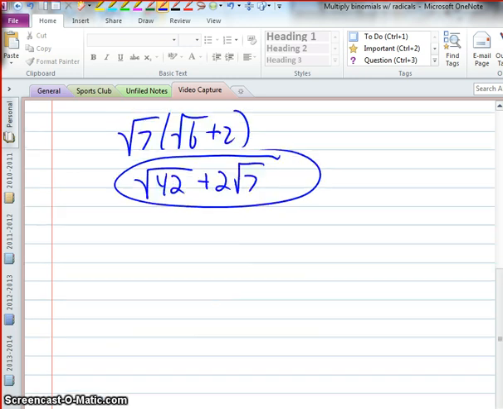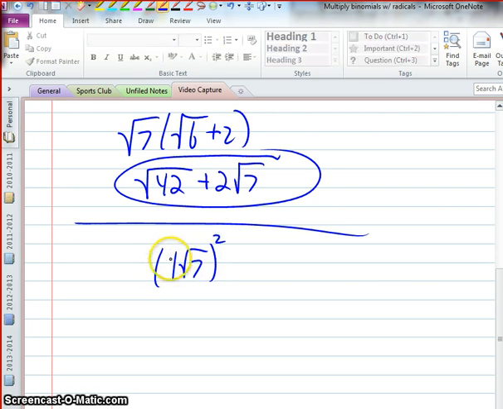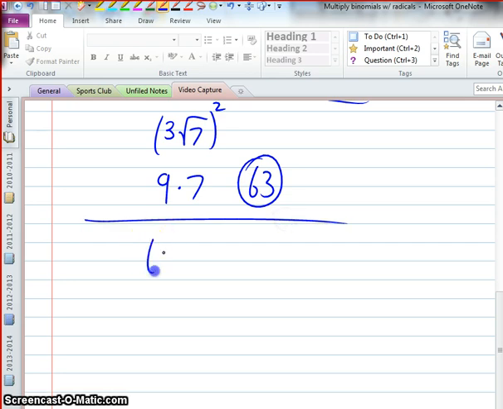Here's one that's a little bit tricky, but you've seen an example of this already. Is, say, 4 squared to 7 squared. Well, that's, let me change that to a 3 just for arithmetic reasons. Well, 3 squared is 9, and square root of 7 squared is 7, so that's 63. What's different between this one I just showed you and this is that's an example of a binomial squared.